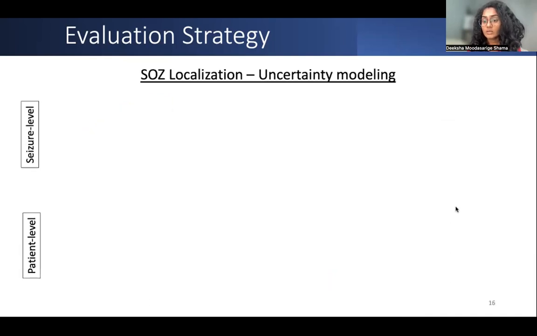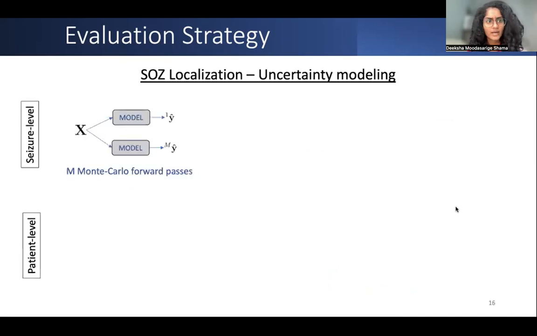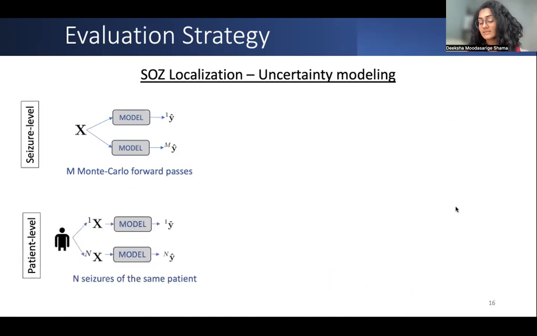Similarly, we evaluate SOZ localization in 2 levels. At the seizure level, we do M Monte Carlo forward passes of the same recording to generate M Y-hat samples. This helps us evaluate the consistency of the model's prediction for the same input recording. At the patient level, we consider N recurring seizures of the same patient. This helps us evaluate the model's consistency across multiple seizures and track propagation of the seizure over time. In both levels, we take the average across the samples for the final aggregate prediction.